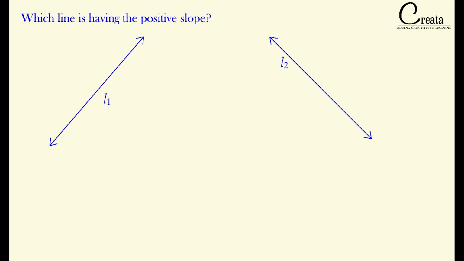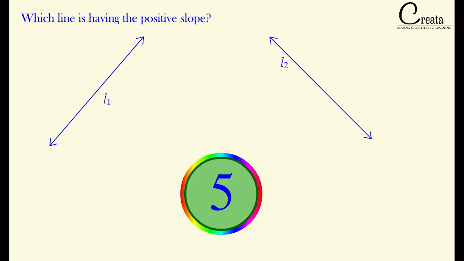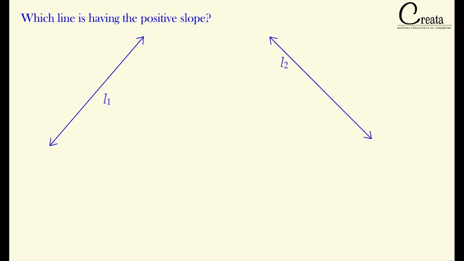The question is, out of these two lines, which is having the positive slope? Okay, so we got the line L1 is having the positive slope as this line is moving toward the northeast direction, and the line L2 is having the negative slope as it is moving toward the northwest direction.